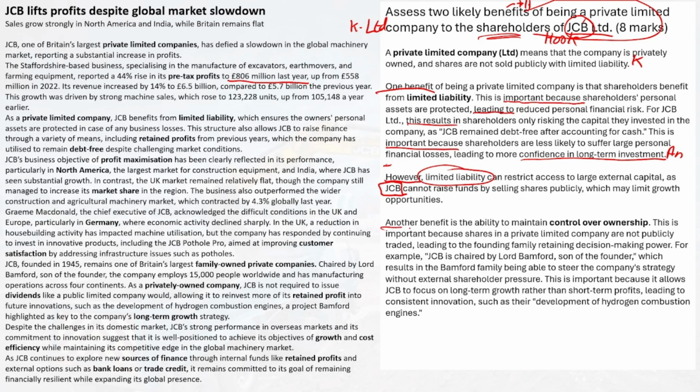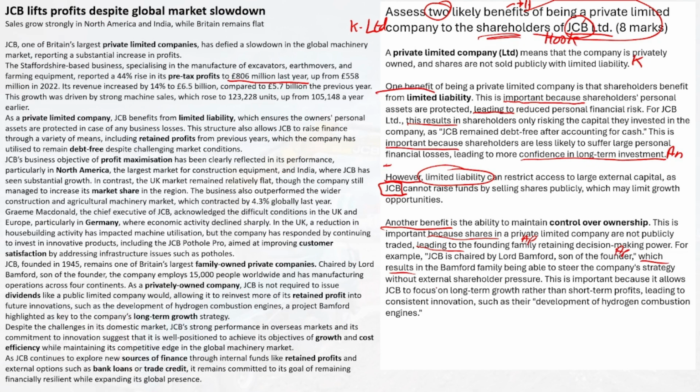Another benefit, you'll notice we've got signposting language there, so the examiner and you know that you're going to remember to include two likely benefits, is the ability to maintain control over ownership. This is important because shares in privately limited companies are not publicly traded, a bit of a repeat from above, leading to the founding family, that's a bit of application, isn't it? That's quite nice. Retain decision-making power. For example, JCB is chaired by Lord Bamford, son of the founder. A bit more application and some nice quotation marks, which results in the Bamford family being able to steer the company's strategy without external stakeholder pressure.